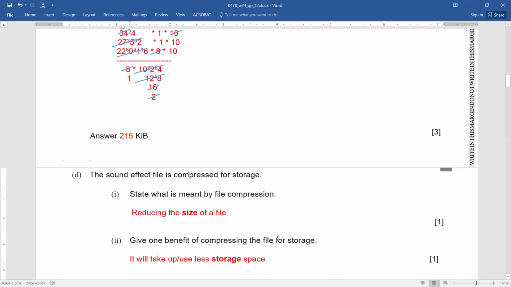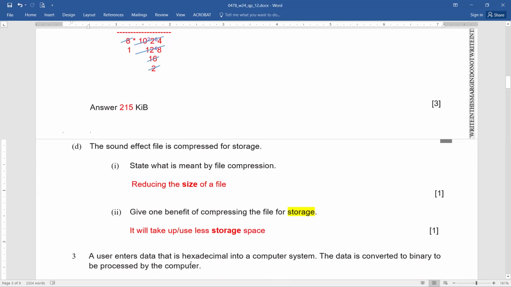Since they have mentioned the term storage, that's why I'm not going to talk about any other thing at all. Please be cautious. I didn't mention any other term because they had talked about compressing the file for storage. So definitely it has to be linked with storage, and I'll simply write it will consume lesser storage space, and you will gain 1 out of 1.